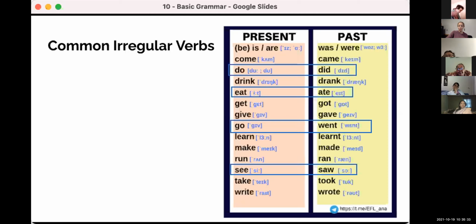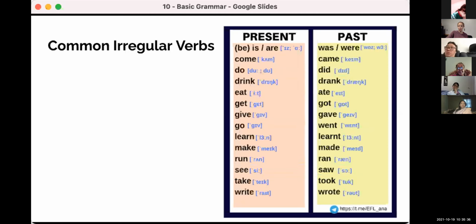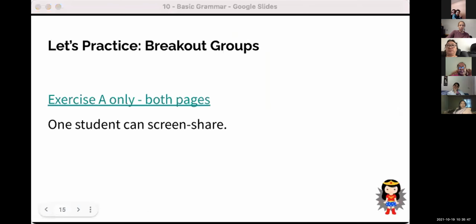We're gonna do one more quick breakout room before our break to do a little bit of practice with these irregular verbs. Let me put this link in the chat for you.